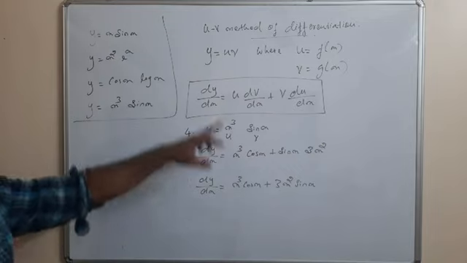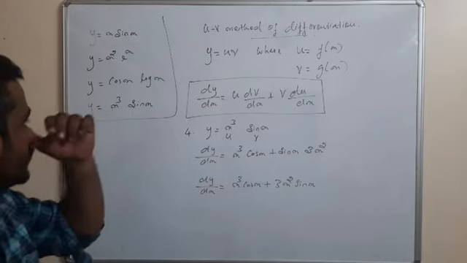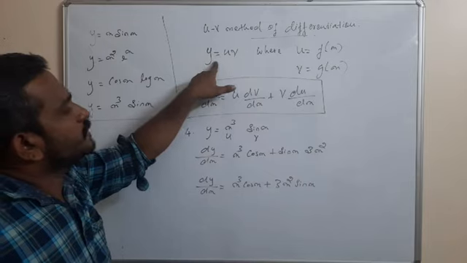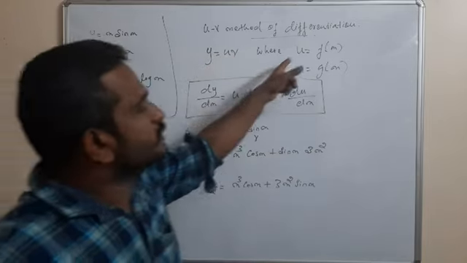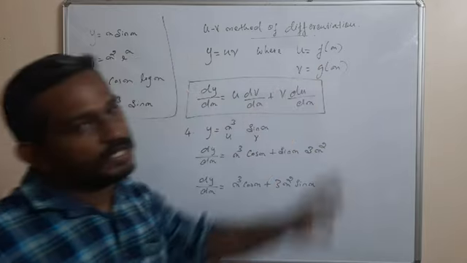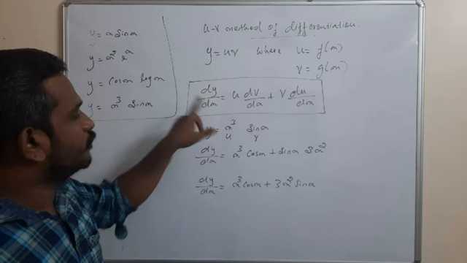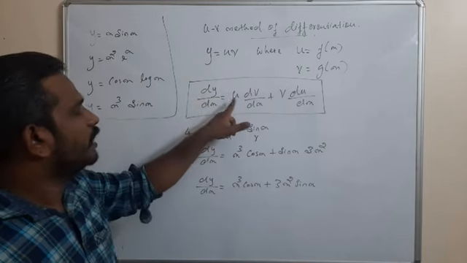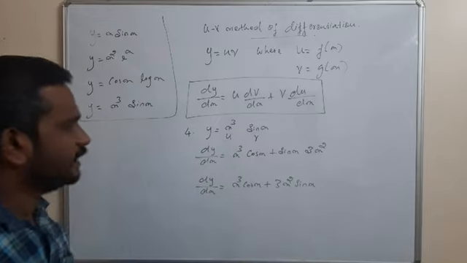Clear? That is the UV method of differentiation. Suppose y is the product of two functions of x, where u is equal to f of x and v is equal to g of x. Then dy by dx, the differentiation of y with respect to x, has a formula: u into dv by dx plus v into du by dx.